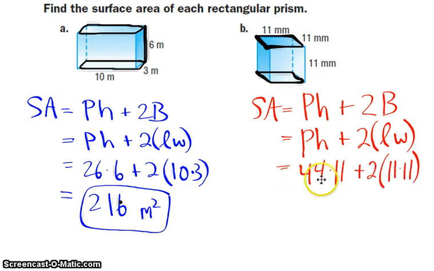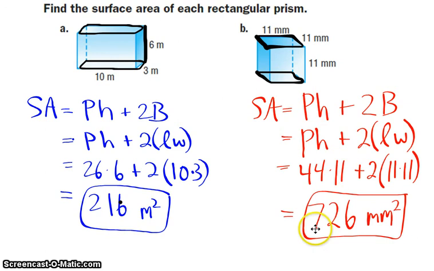Okay, again, 44 came from the perimeter of our base, 11 plus 11 plus 11 plus 11. Put this in your calculator. You should get 726 millimeters squared. Okay?